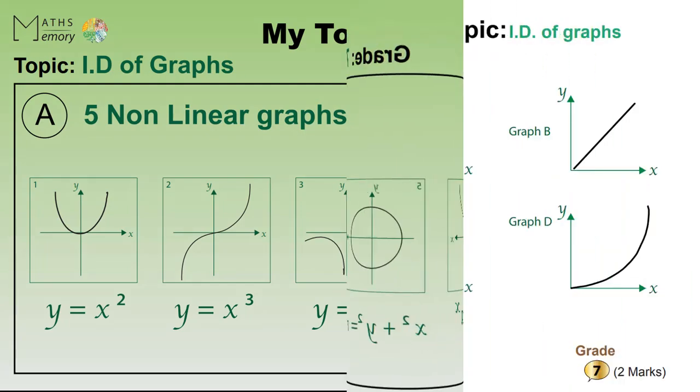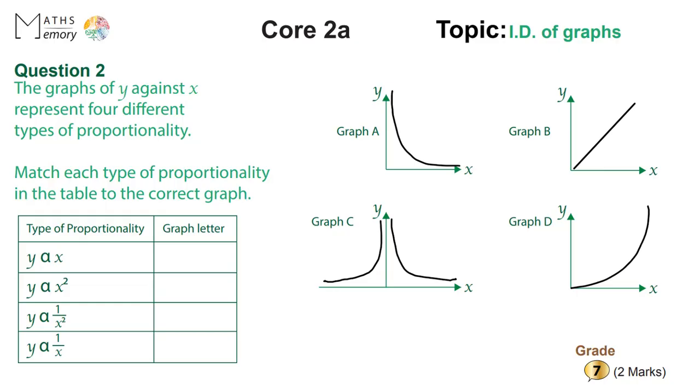Let's do it. Question 2a, identification of graphs. So again, let's try to match these letters with these graphs in a mix and match question. This is to do with proportionality. Okay, so these are the major 4 proportionality questions. They can easily ask you a mix and match of either one of these. So the graphs of y against x represent 4 different types of proportionality. Match each type with the correct graph.